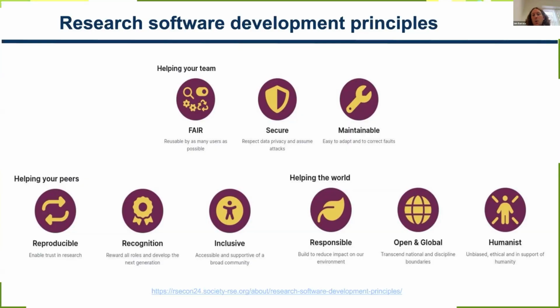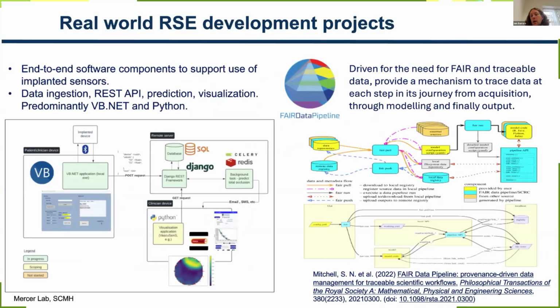So making sure we can develop software that in our research helps the team, helps the peers, and helps the world. And the RSE team is able to put these principles to the support of coding that we might be doing for you. So I've given you a toy example. Let's look at some real world examples that the RSE team has contributed to within the college's outputs for science.